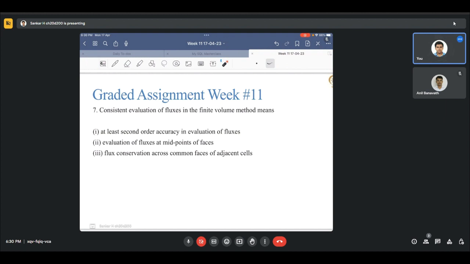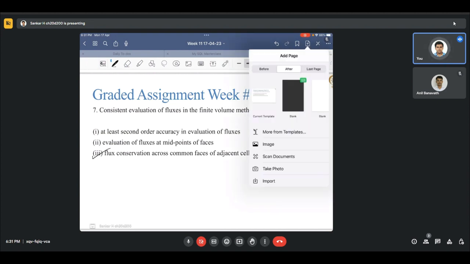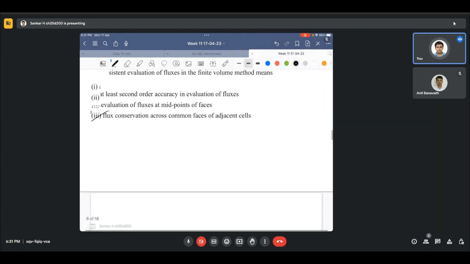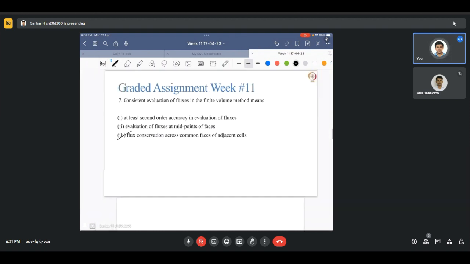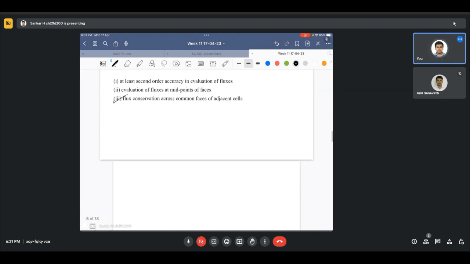Okay, the correct answer here is that consistent evaluation of flux refers to the flux conservation across common faces of adjacent cells. It doesn't deal with the order of accuracy, or with the evaluation of fluxes at the midpoint of faces. Now, at this point, I would ask you to think about what is meant by flux conservation across the common faces of adjacent cells.